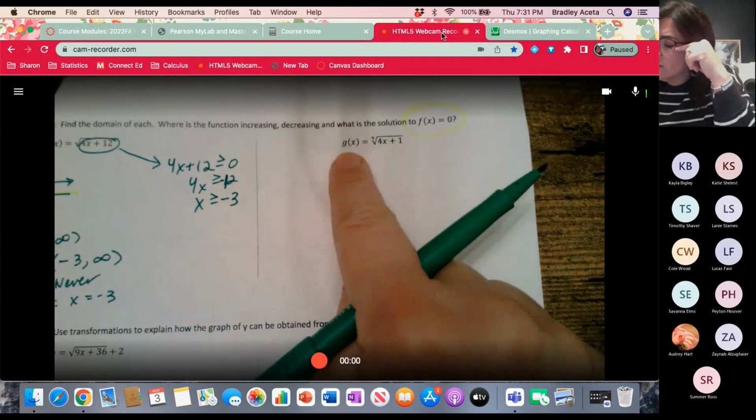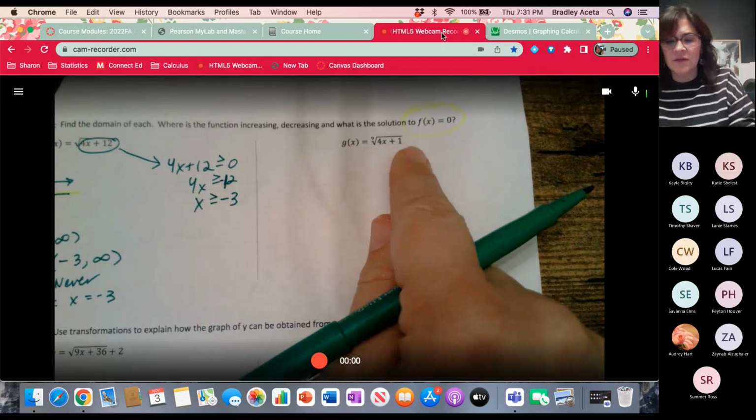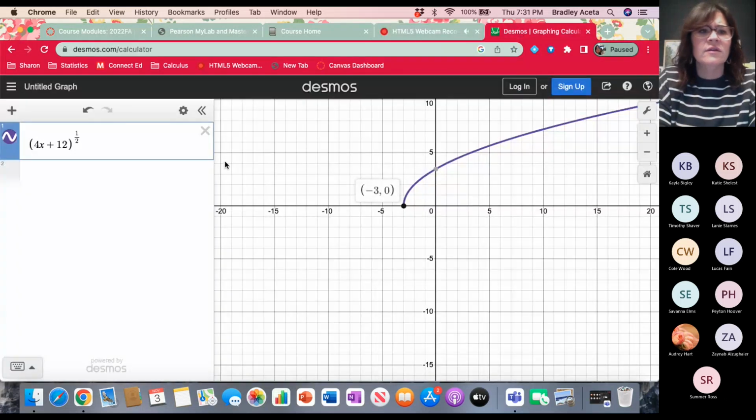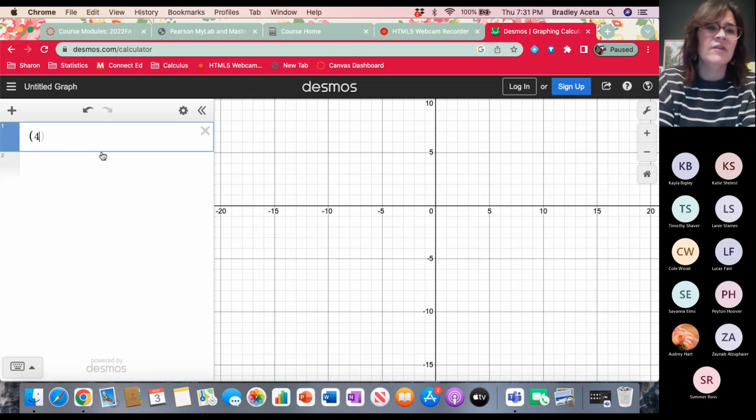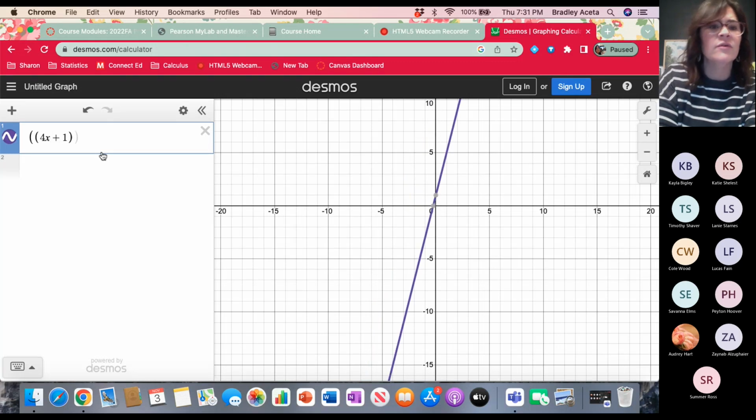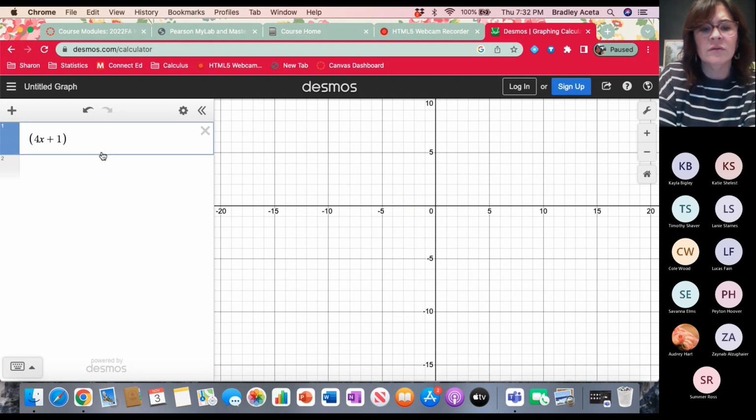Let's look at this odd root. The ninth root of 4x plus 1. Again, I go to my good old buddy Desmos. Desmos doesn't have a ninth root, so you have to know how to type it in correctly. 4x plus 1, in parentheses, raise it to a power of 1/9.